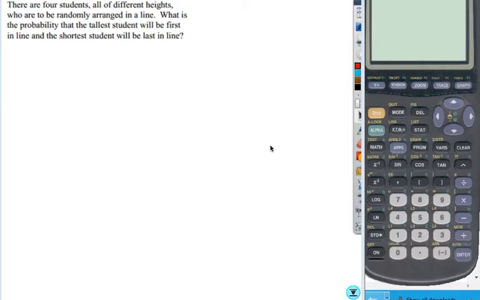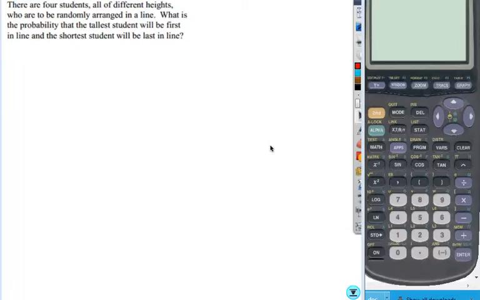Hello, this is Mr. Sullivan, and today we're going to look at this very tricky probability problem. I'm going to show you two ways to do this. The first way is the way I did it, which is kind of complicated, but it's useful because it shows you some good strategies. The second way is the easy way, and if you can remember the easy way, you're good to go.